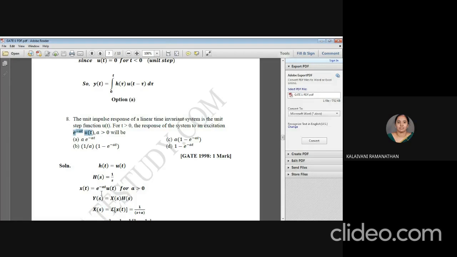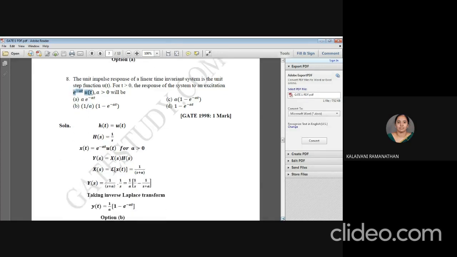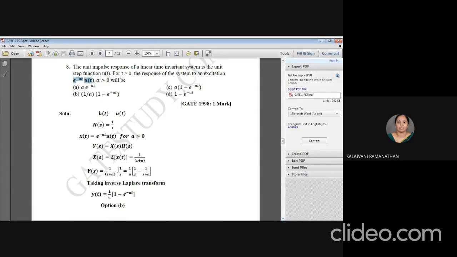When you take the Laplace transform of the whole equation, it becomes y of s equivalent to x of s into h of s. X of s is the Laplace transform of x of t. Here your x of t is e power minus at u of t, so according to the definition of the Laplace transform, you get 1 by s plus a. Similarly, you calculate h of s. Since it is u of t, the equivalent Laplace transform is 1 by s. So it becomes 1 by s plus a into 1 by s.